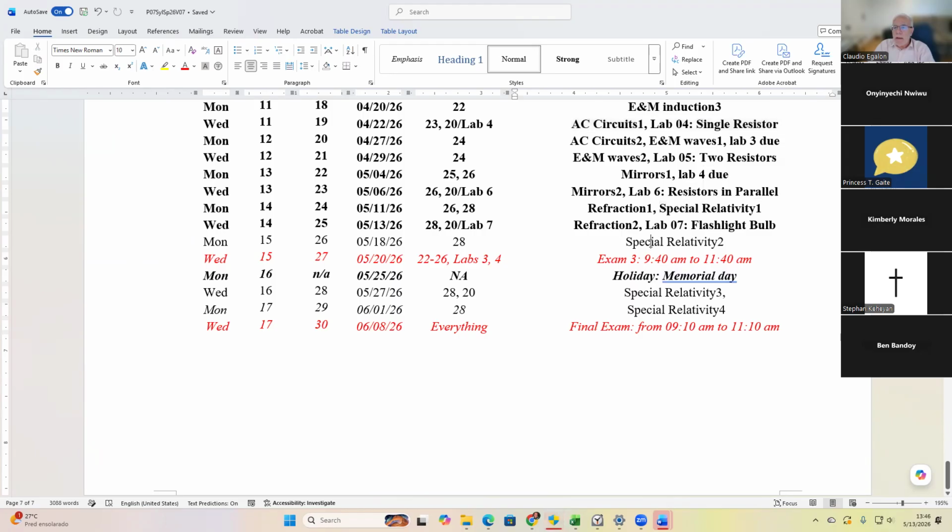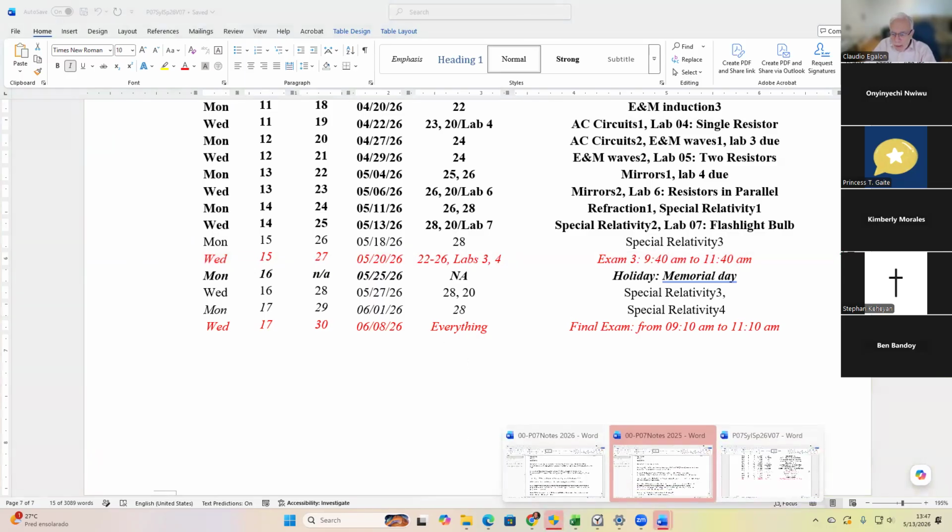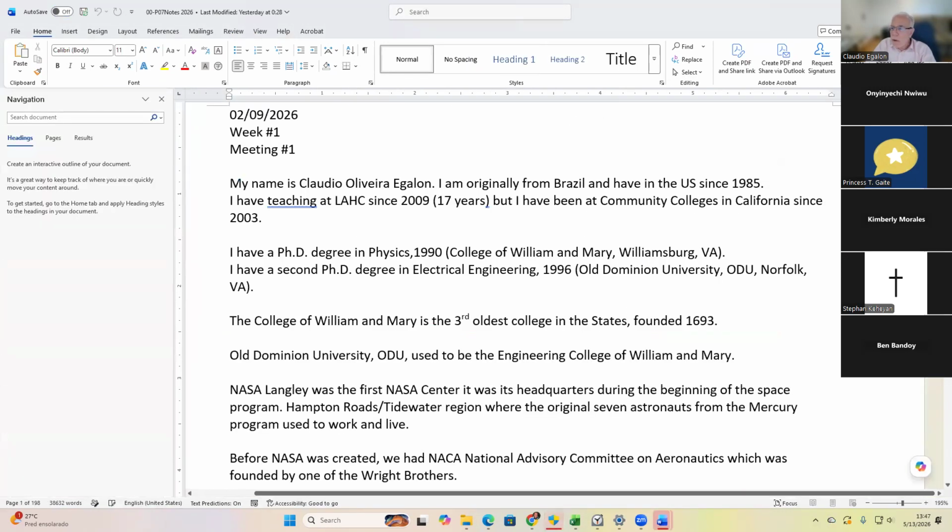And here goes special relativity. Let me fix that here. Relativity, meter 3. Okay, so the exam is next week, next Wednesday. So get ready for the next exam. Lab 2, okay, 3 and 4, right? I am going to watch out. Let me write that down in the notes. Chapters 22 through 26, labs 3 and 4, and notes right in here.